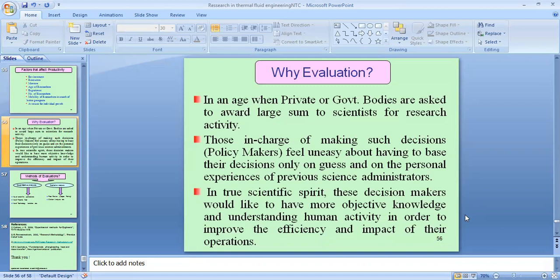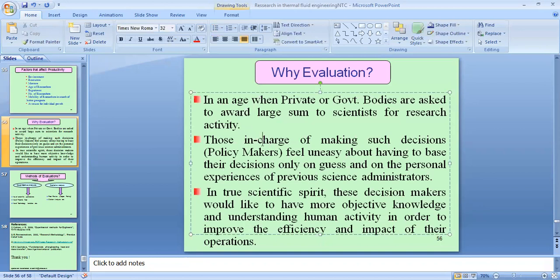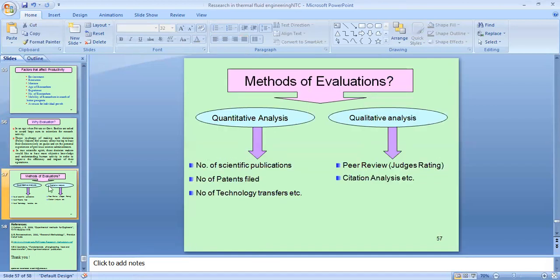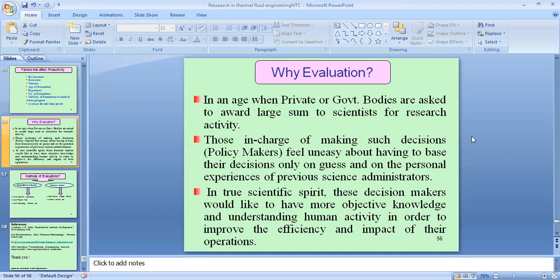Like in an age when private and government bodies are asked to award large sums to scientists for research activities, those in charge of making such decisions feel uneasy about having to base their decisions only on guesses and on the personal experiences of previous science administrators. In true scientific spirit, these decision makers would like to have more objective knowledge and understanding of human activities in order to improve the efficiency and impact of their operations. Okay, so we will see why we need evaluation of productivity.